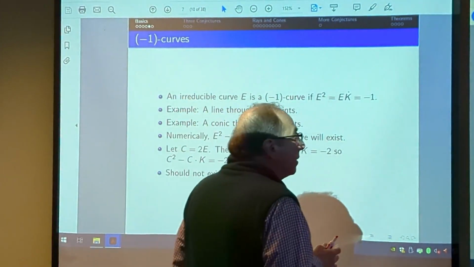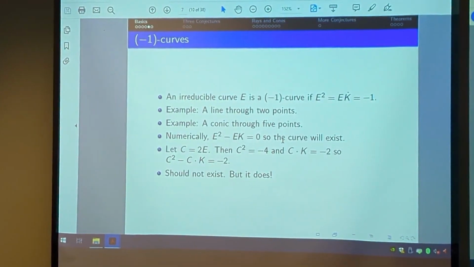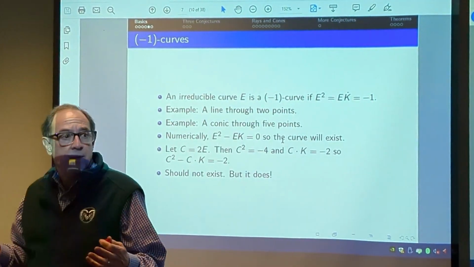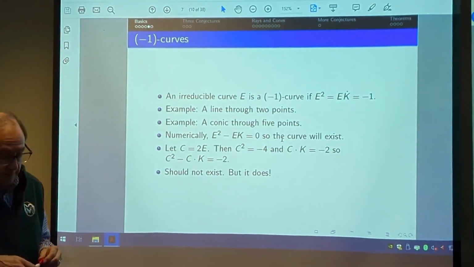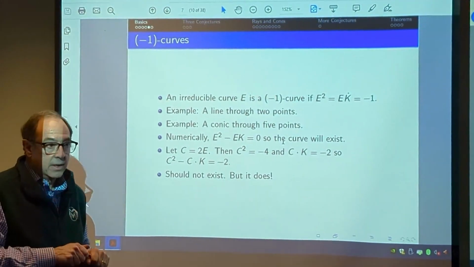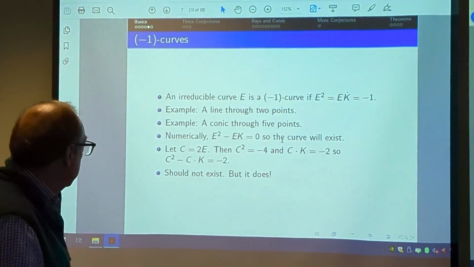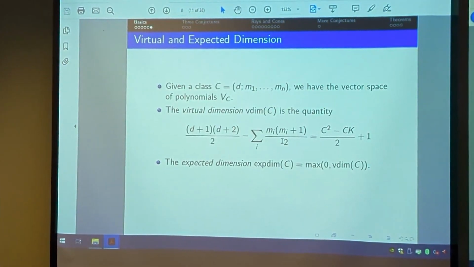And what is it? It's the double. It's the line through 2 points. You take that polynomial and you square it. It has multiplicity 2 everywhere, in particular at the 2 points. So it should not exist because this failed, but it does. Okay. All right. So we're starting to see there's some kind of numerical subtleties in the situation.